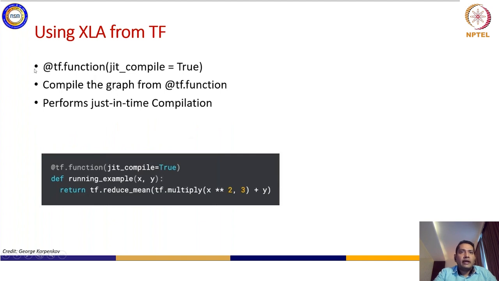As I was mentioning, tf.function is essentially serializing the computational graph for your TensorFlow model, any TensorFlow code for that matter. And if you set jit_compile to true, that means you are enabling the XLA compiler. The graph generated by this tf.function runtime will be compiled, that means converted into HLO IR, then all the optimizations will happen, and then you will generate the code for the target XLA device. And it performs just-in-time compilation, so it is on the fly.